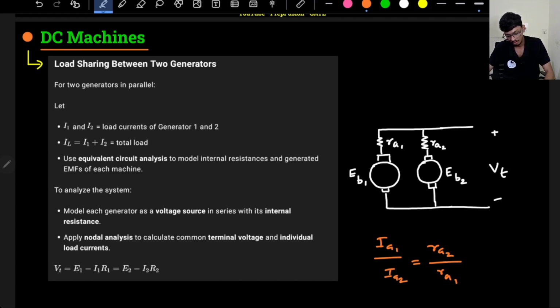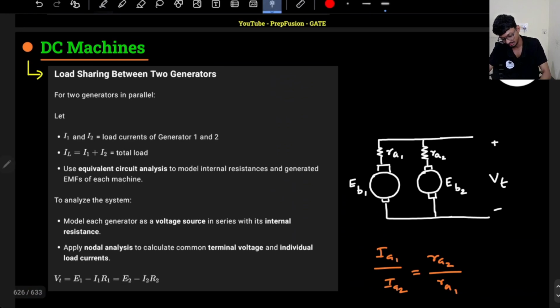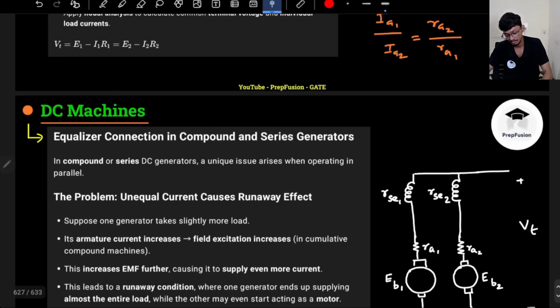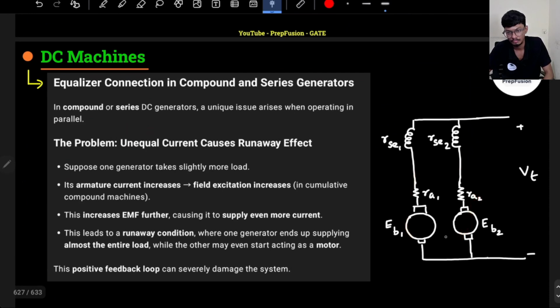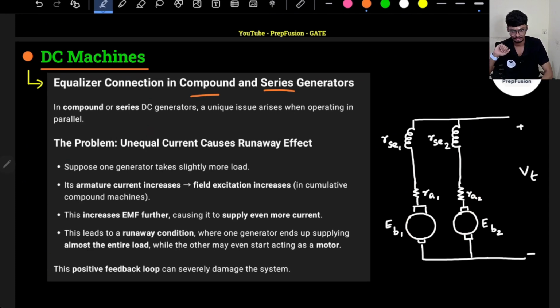Just simply model each generator with a voltage source and that's it. Now there might be a bit of a problem due to some circulating currents flowing through the generators. This problem arises in compound and series generators. If compound or series generators, a unique problem of circulating current arises. If there is unequal current, it can cause a runaway effect. Suppose one generator takes slightly more load. So let's assume that IA1 is greater than IA2.